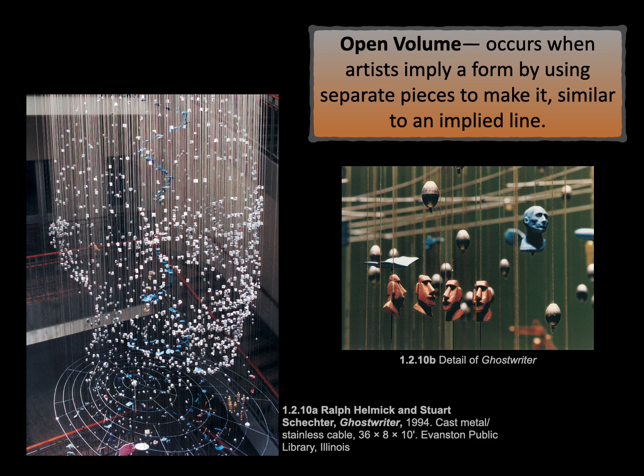This is a very similar concept to implied line in drawing, where there is not an actual singular line, just a series of marks on a page. Here in Ghost Rider, there is no singular object, just a series of small objects hanging in space suspended by cables.